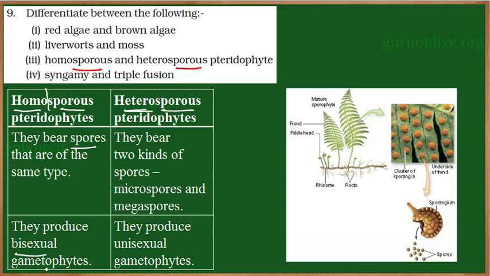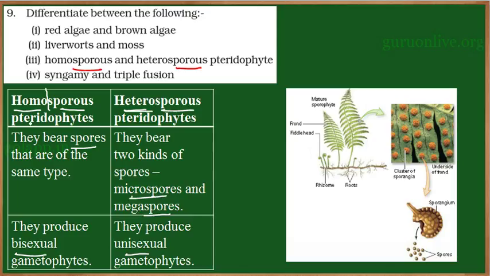The gametophytes are bisexual. The spores will be similar, whereas in heterosporous, the plants bear two different kinds of leaves, microsporophyll and megasporophyll. So two different types of spores are produced, microspore and megaspore. The size of the spores is different. One will be smaller in size, the other one will be bigger in size. So these gametophytes are unisexual. They produce only one type of spore, either the smaller one or the bigger one.